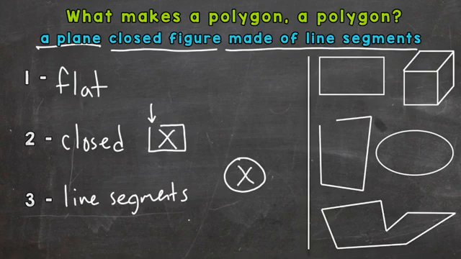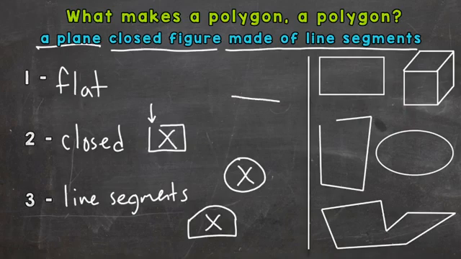Another counterexample would be a figure like this. It's looking like it will be a rectangle, but we have a rounded top here, so not a polygon because it's not made of all line segments.